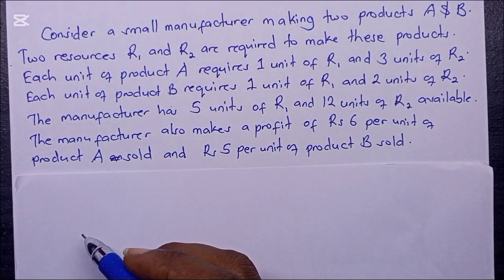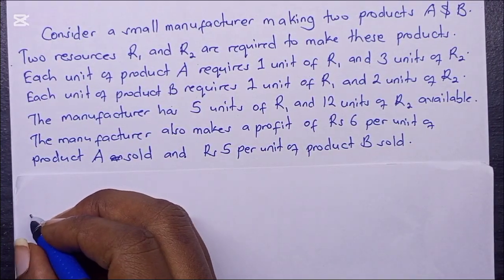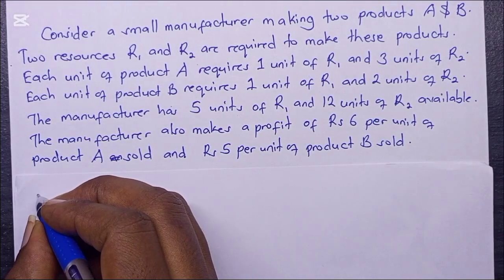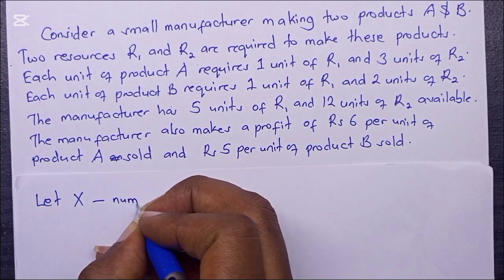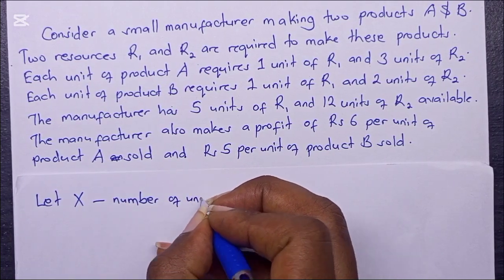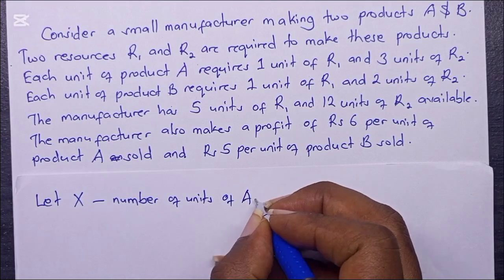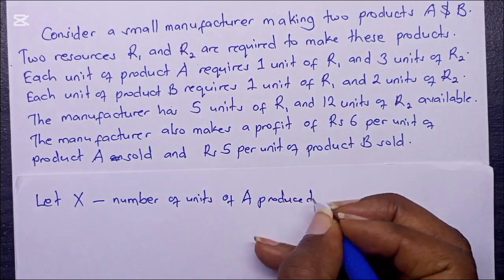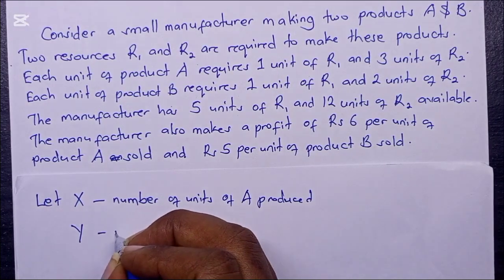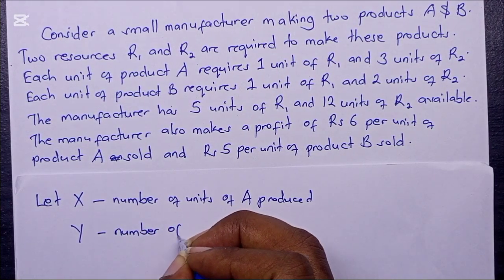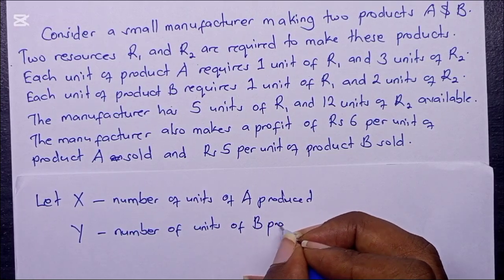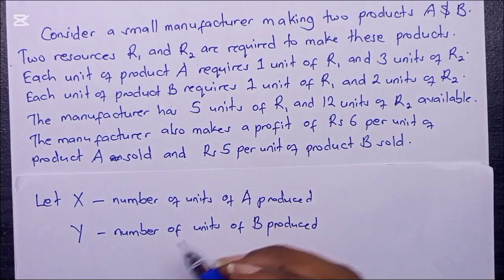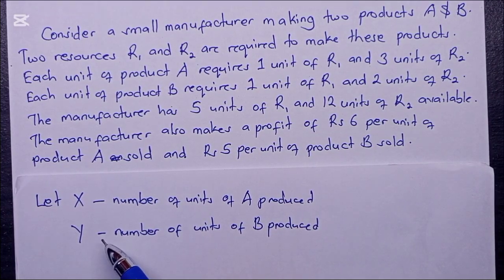Now, let's first of all get our decision variables. So we shall let x be the number of units of product A produced, and let y be the number of units of product B produced. So x and y are our decision variables.